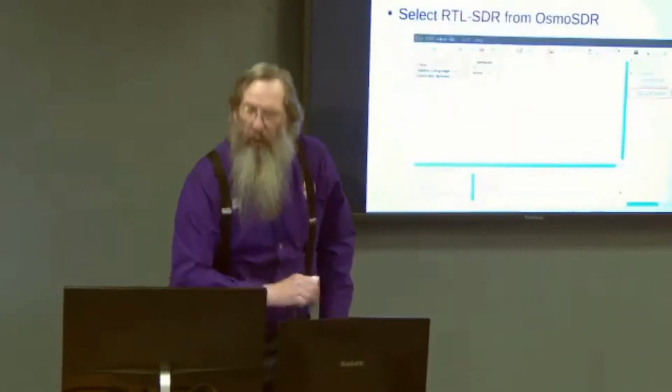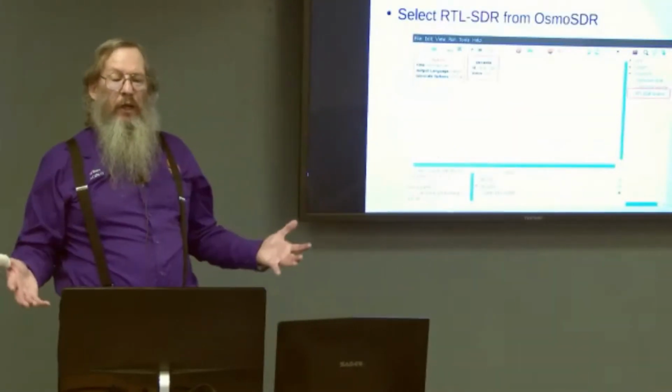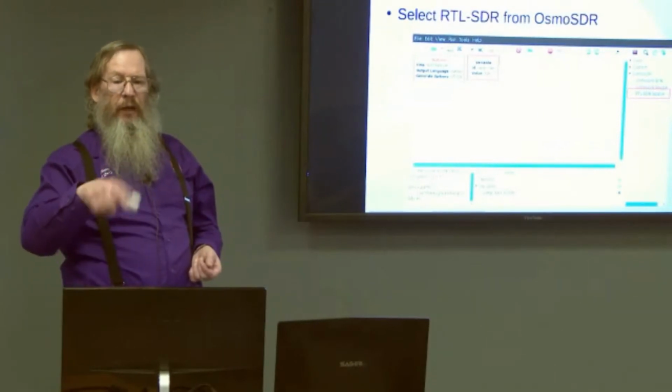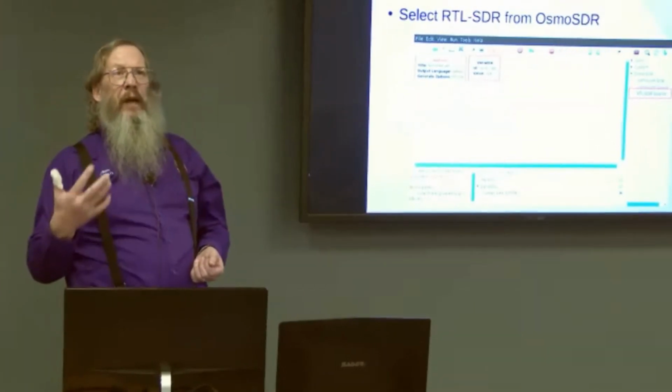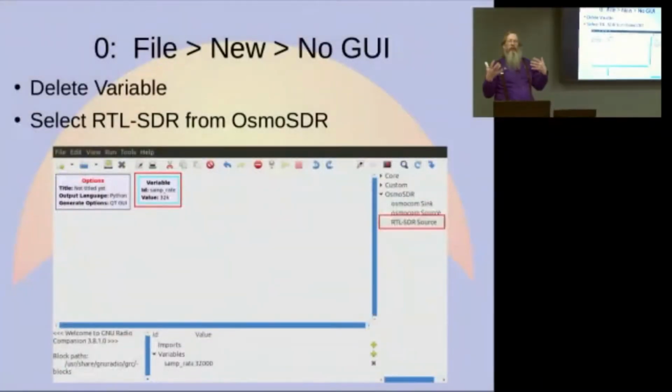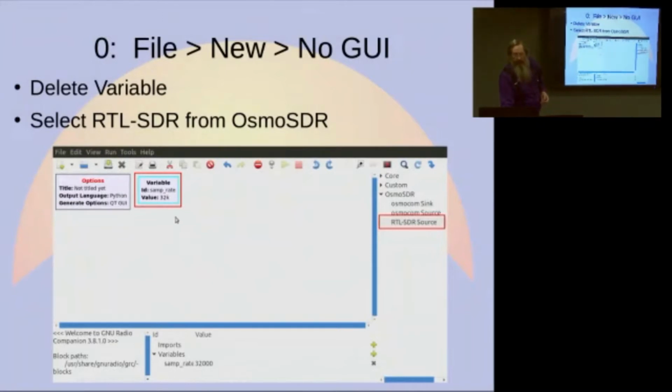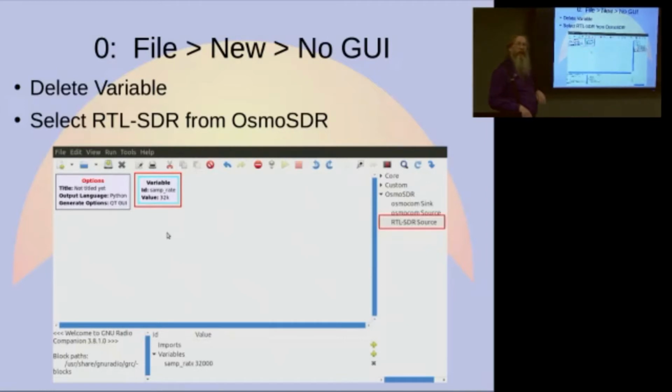So what we need to do is we start with a new interface. So you do file new, and no GUI means the radio doesn't have any controls. So it's just a command line. And it will give you this variable box here, which I'm not going to use. So I'll click on it and then just hit the delete key to get rid of it.